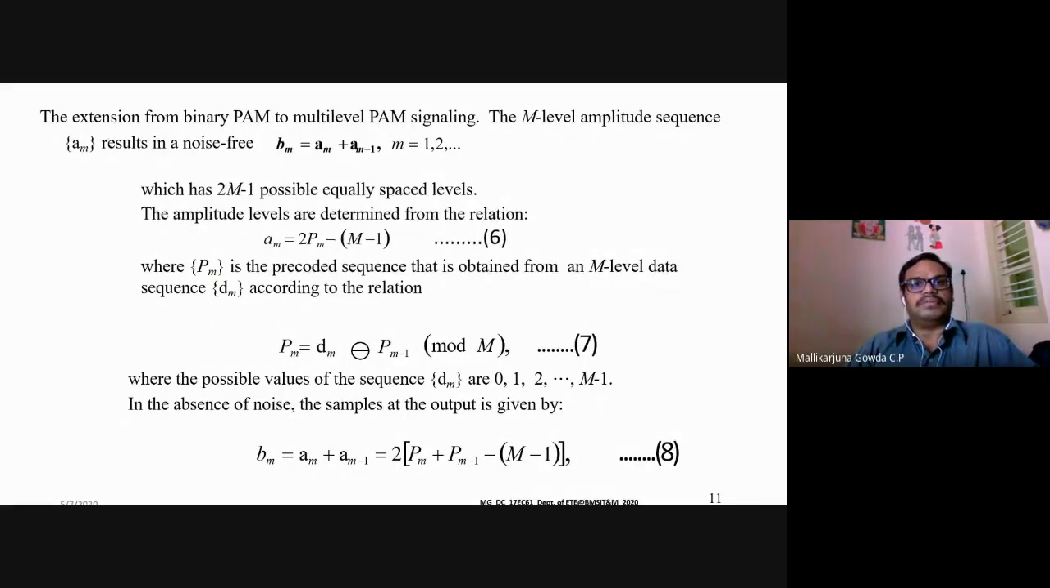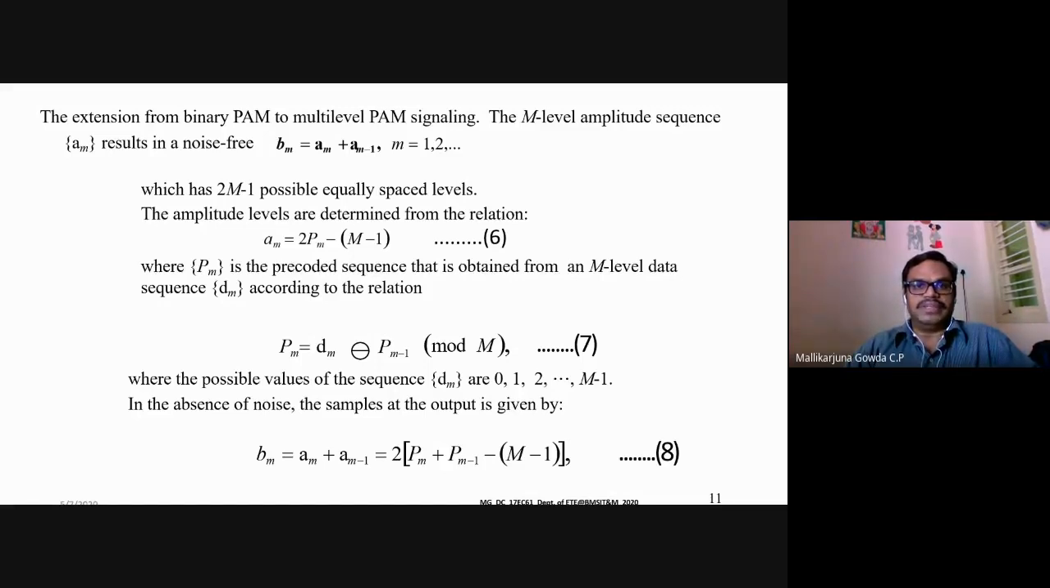So again, the formula is BM equals AM plus AM minus 1 only. And it has how many possible values? 2M minus 1, right? 2M minus 1 possible equally spaced levels will be there. So with that, I can write the amplitude levels as AM equal to 2PM minus M minus 1. So the formula is also the same here.